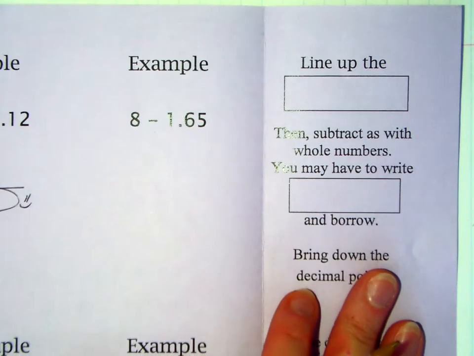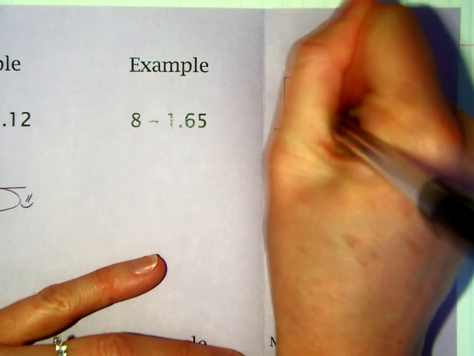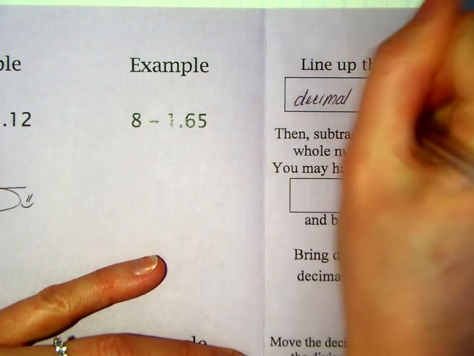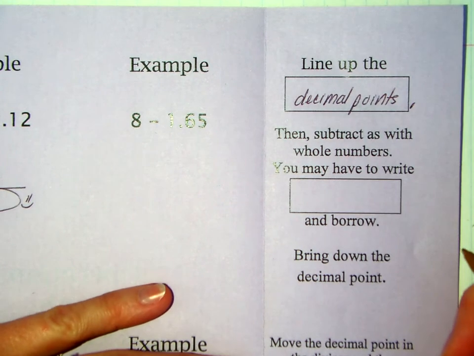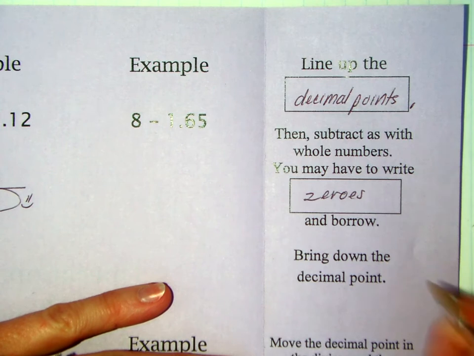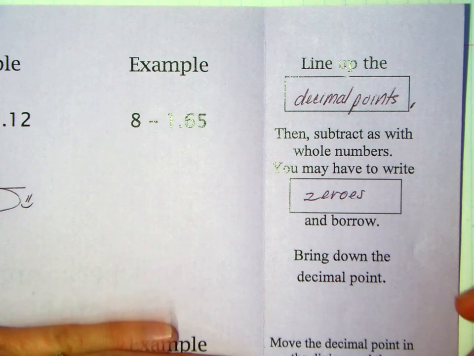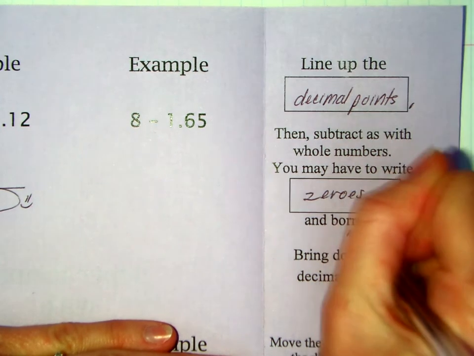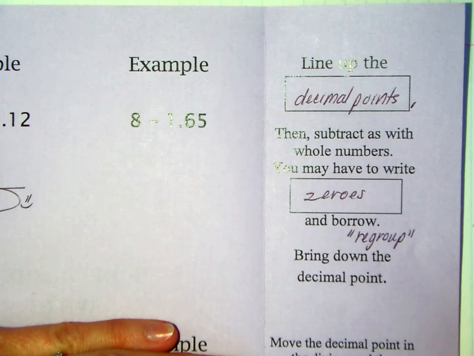Now I'm going to scoot straight over to subtraction over here. The notes are similar here. Line up the decimal points. Then subtract as with whole numbers. You may have to write zeros to borrow, but we don't tend to use the word borrow as much currently. Most mathematicians have changed the vocabulary to regroup. Bring down the decimal point.